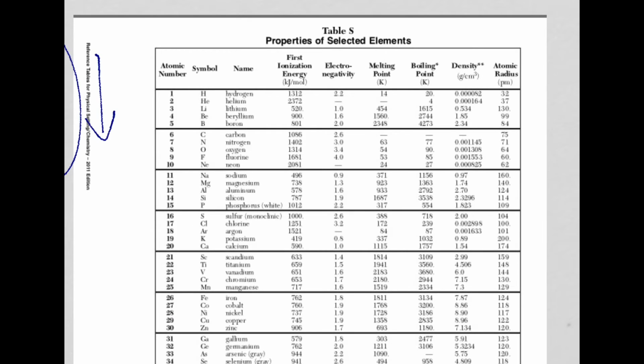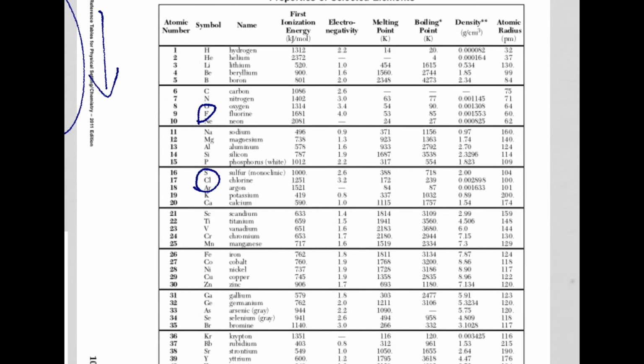Again, pull out the table. Look for fluorine. Let's say look for chlorine. And how about bromine? Go to atomic radius: 64, 100, and 117. Again, it's increasing as you're going down the group. The next one is melting point. Here it is. So 53, 172, 266. Again, it's increasing as you go down.